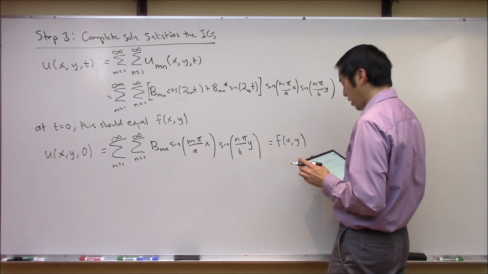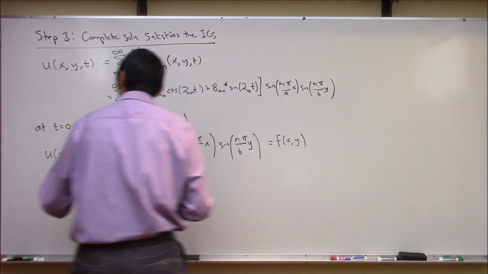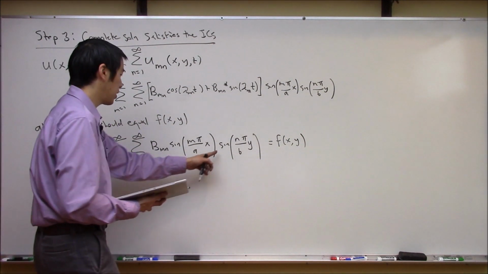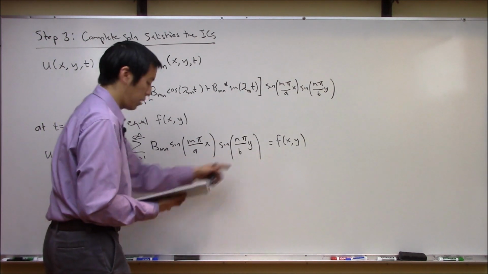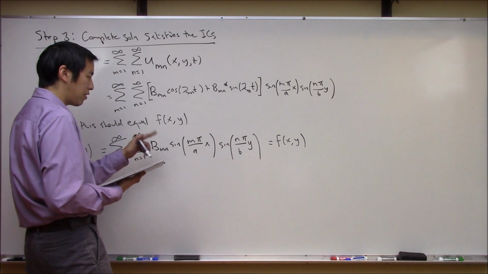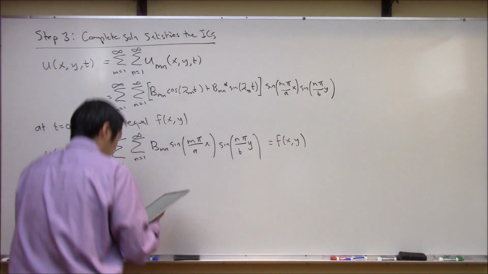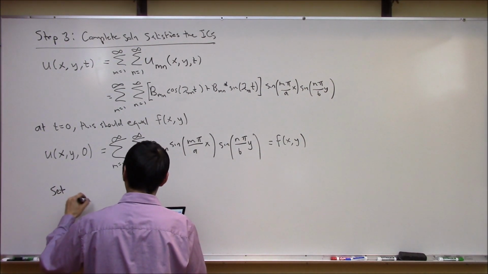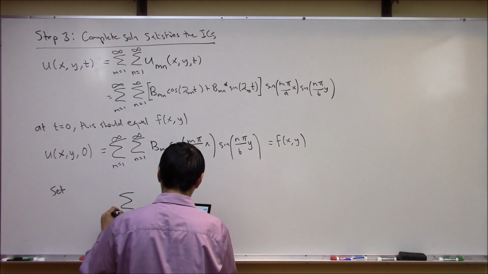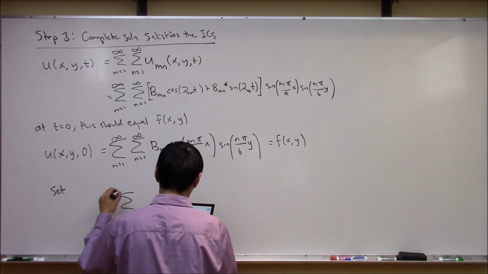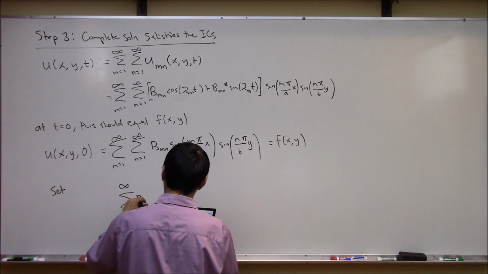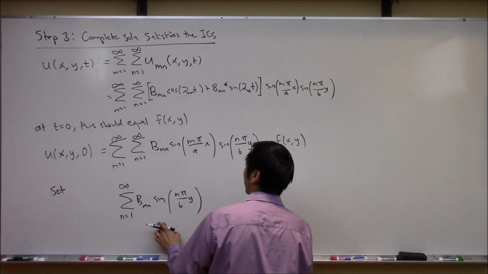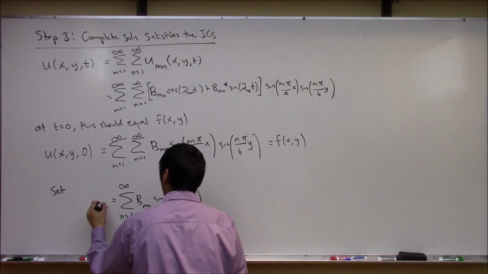So the way we're going to do this is, first, let's go ahead and define, let's just look at the components that have to do with y. So if you look at this, it's this sine of n pi over b y, right? And maybe this constant. Let's call the summation from n equals 1 to infinity of b_mn sine of n pi over b y, right? This is all of the y terms in the above expression. This is just a function of y.